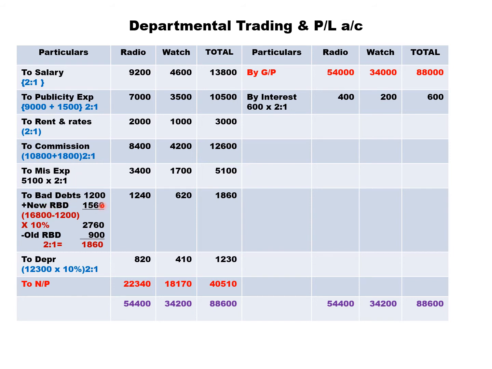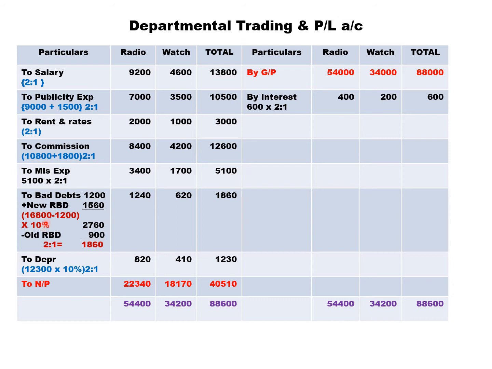Next, bad debts 1,200 given in the adjustment. Add new RBD, new RBD 10%. New RBD should be added. Old RBD should be deducted. New RBD will be given in adjustment. Old RBD will be given in trial balance. Old should be deducted. New should be added. New RBD 10%, calculate on debtors. Debtors given in the question is 16,800.